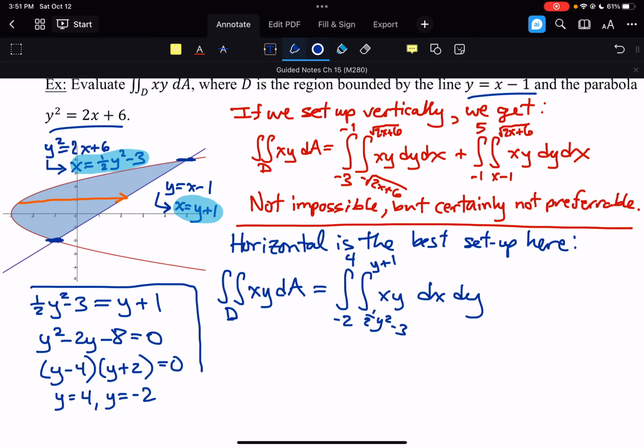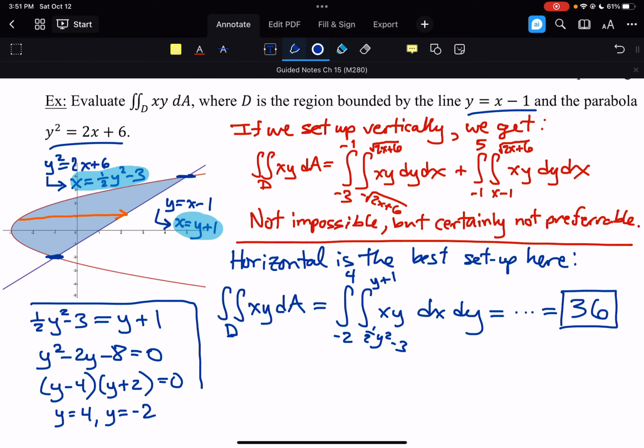Right. And then, again, I'm going to leave this one if you guys want to get a little practice with this. I'll tell you the answer here. So if you evaluate the dx integral first, evaluate between the y's, and then evaluate the y integral, you should end up with 36. So we should get the value of this double integral is 36.